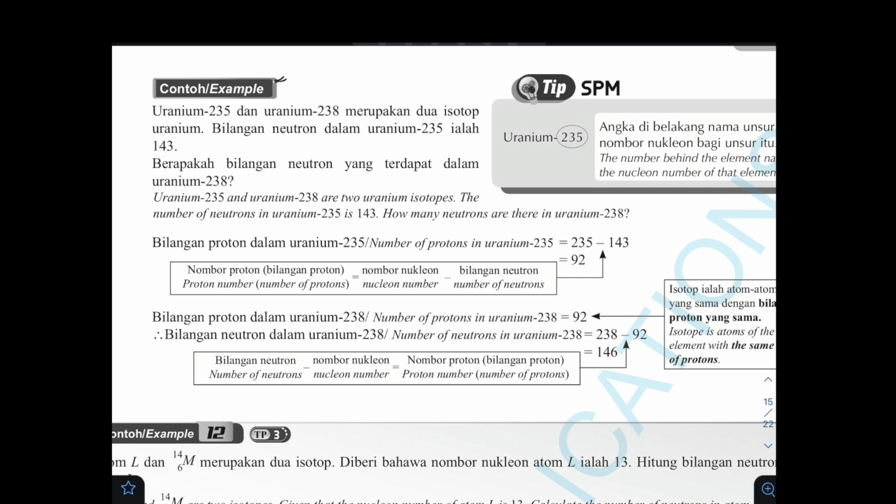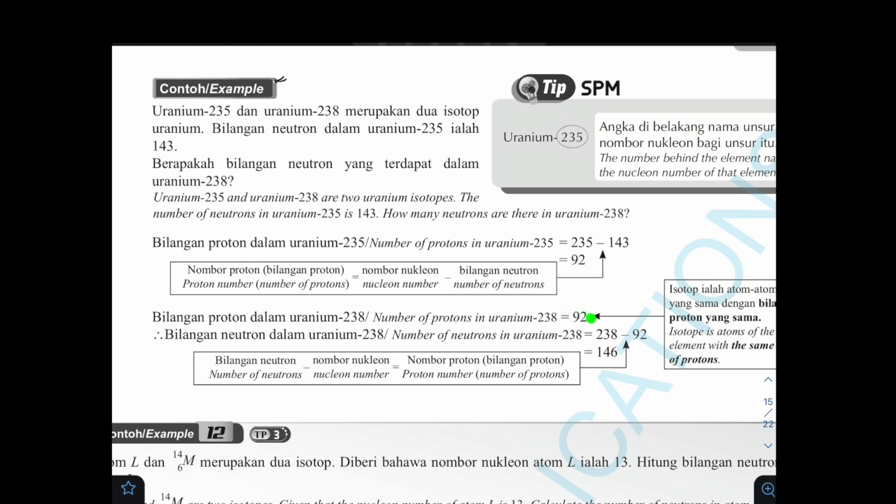Right. So what is the neutrons are there in uranium-238? Kita nak tahu sekarang ni number of neutrons in uranium-238. Okay. Tapi dia bagi number of neutron in uranium-235. Okay, jadi tadi kita dah selesaikan soalan ni. So, kita cari dulu number of protons in uranium of 235. Oleh sebab ini adalah isotop, jadi bila kita tahu protons in uranium-235, we know the number of protons in uranium-238. Because ini isotop, bila isotop, proton number dia sama. Bila ini 92, ini pun 92.